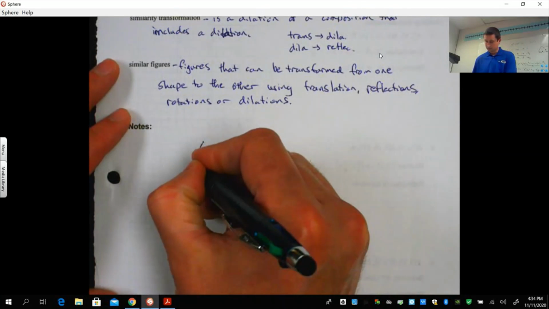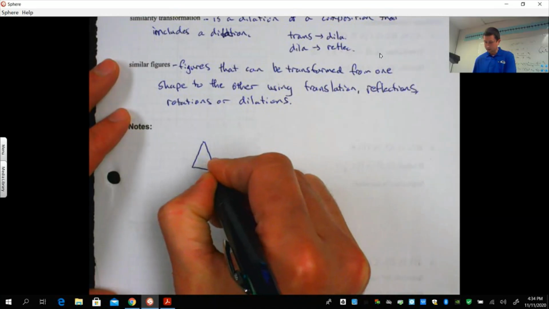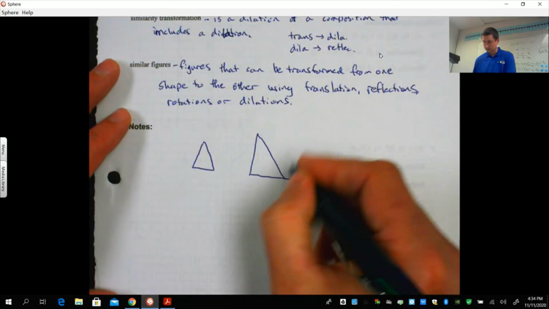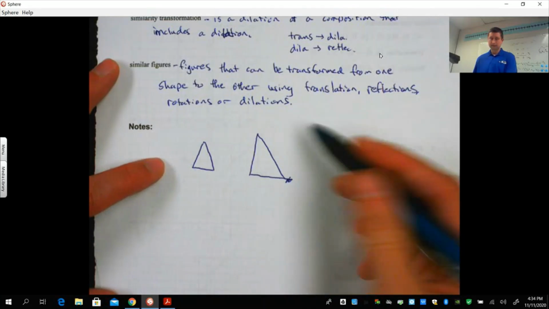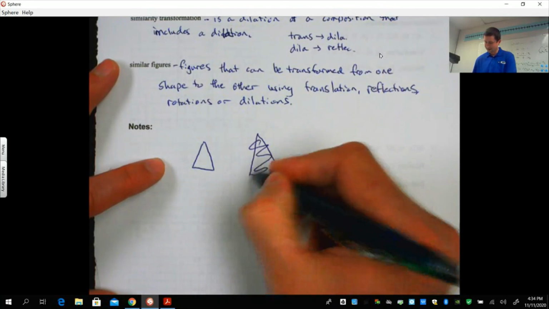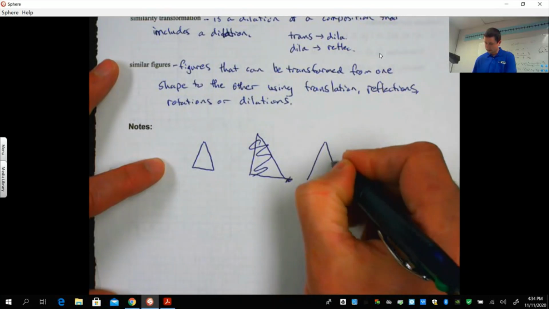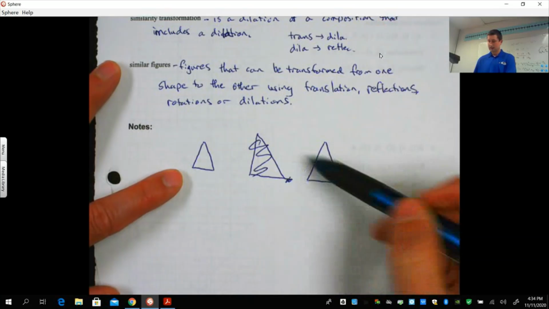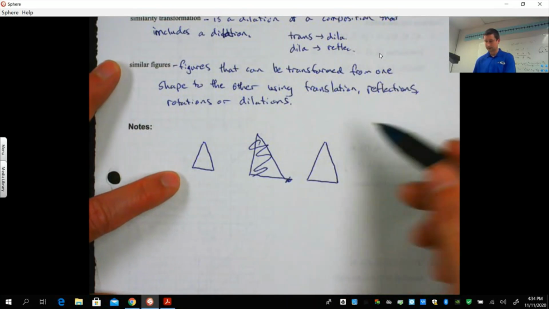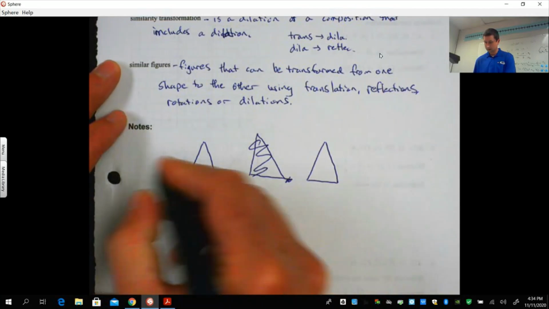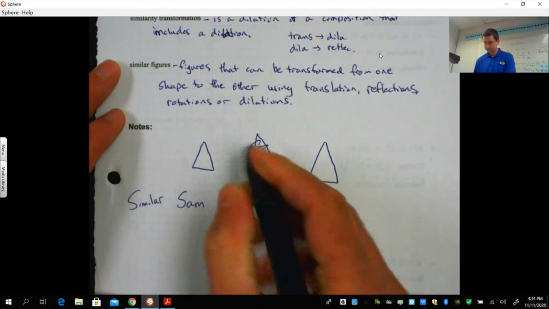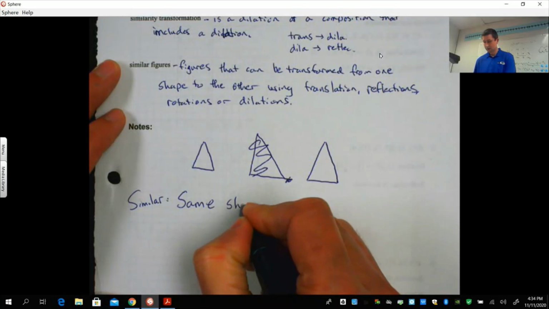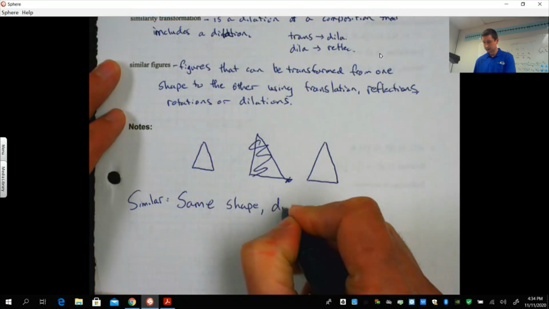Okay, similar figures, remember, can be two objects. A little bit more plain definition is two objects that have the same shape, different size. Maybe that one. So those two triangles have the same shape but different sizes. So when we're dealing with similar, we're dealing with things that have the same shape, different sizes.